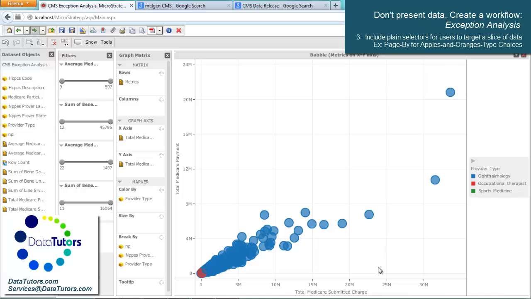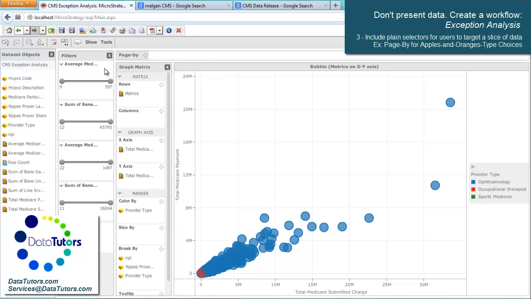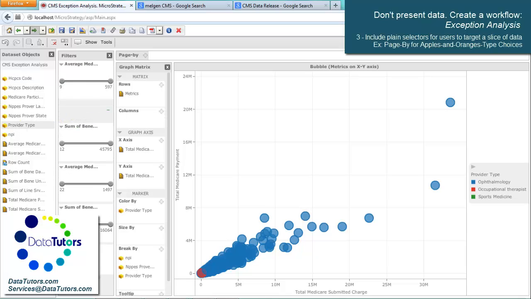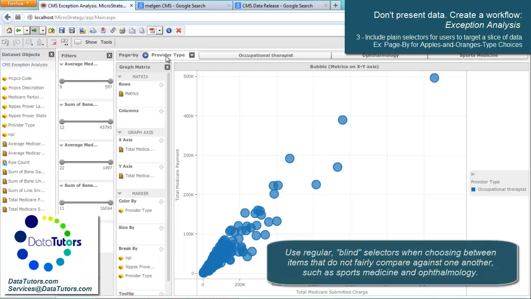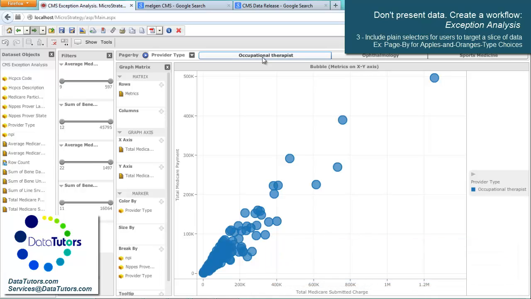So in our example, it would almost never make sense to compare an ophthalmologist to an occupational therapist or sports medical physician. They're totally different in how much they charge, what kind of services they offer, and most importantly, users will never be bothered by a fork in the road to choose just one of them at a time. This is the perfect candidate for a plain old, non-data-based selector like a drop-down, button bar, or the page by that I'm going to add to this dashboard.